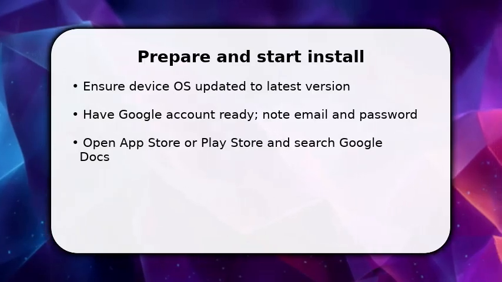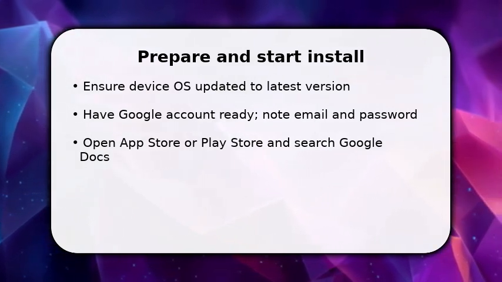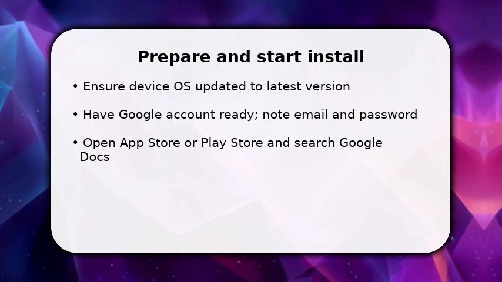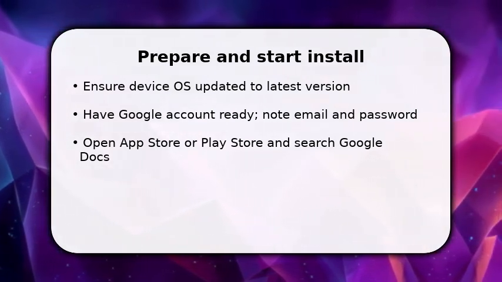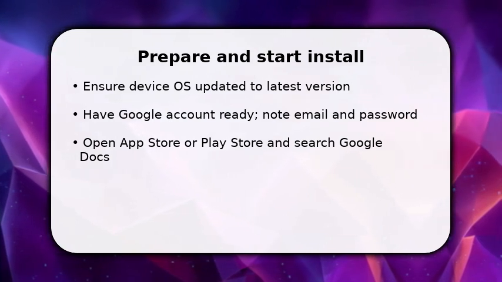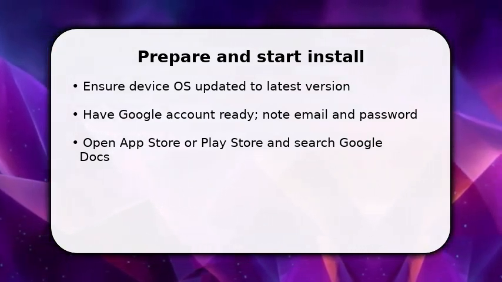You'll begin by confirming a couple essentials. Your phone is updated and you know your Google account credentials. Once done, open the Play Store or App Store and type Google Docs. Tap the app entry, then press Install or Get. While it downloads, make sure you have Wi-Fi or cellular data and sufficient storage space.